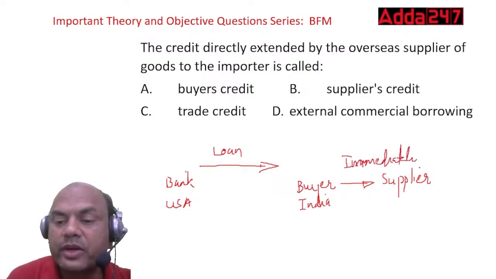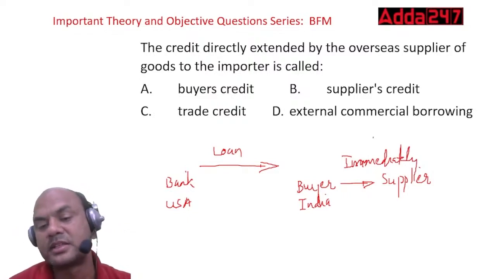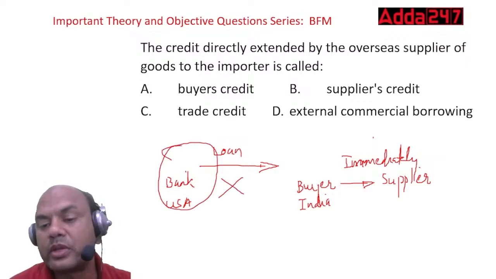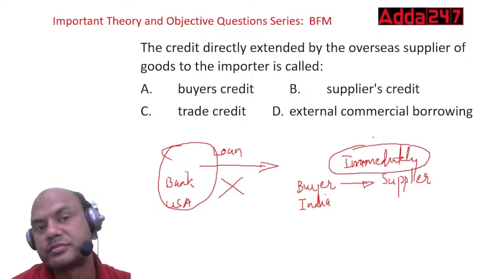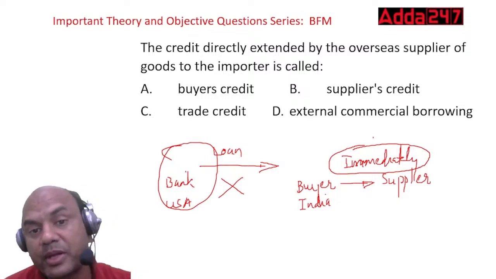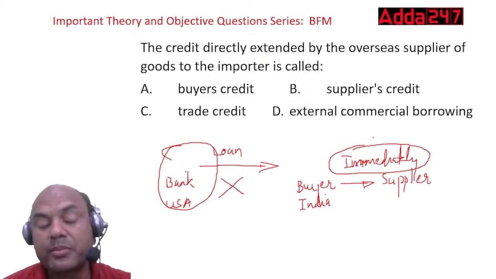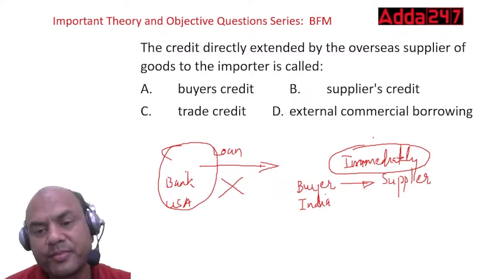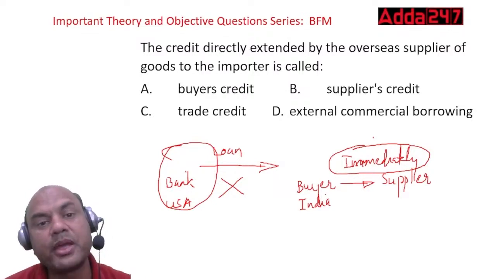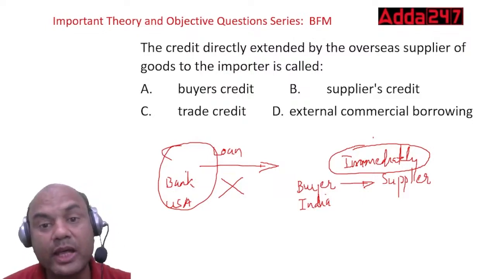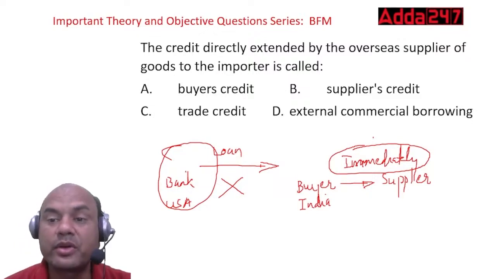Now the difference between supplier's credit and buyer's credit is, here this bank is not giving the loan. So this is not there, only this part is there. So this immediate payment will not be there. This supplier will be supplying to this buyer with a credit period. Credit period means the supplier will be supplying for, let's say, 2 months, 3 months duration. Means I'll give you the goods now, you pay me after 2 months.